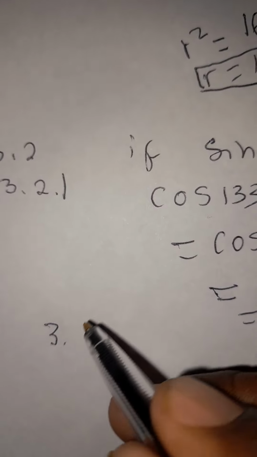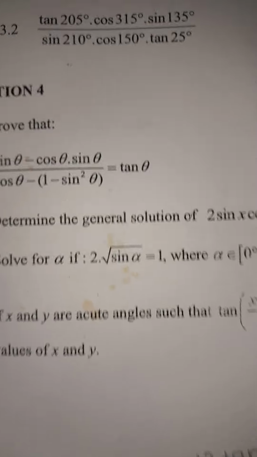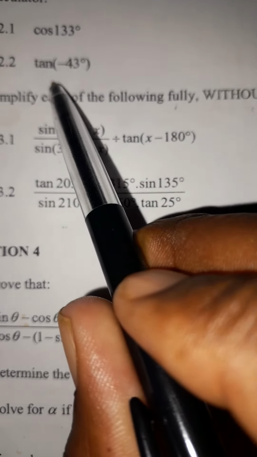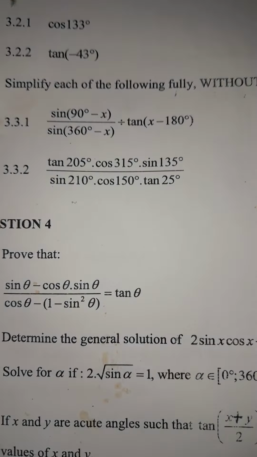So we are going to 3.2.2. At 3.2.2, we were told to determine tan negative 43 in terms of p. This is a negative angle.